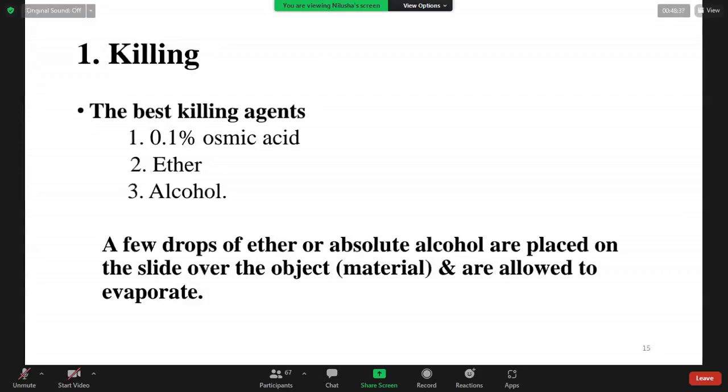First one is the killing. If we catch some insect, first we want to kill the insect. For that, we are using some killing agent like 0.1% osmic acid, ether, alcohol, like that. A few drops of ether or absolute alcohol are placed on the slide over the object and are allowed to evaporate. Then that insect will die.